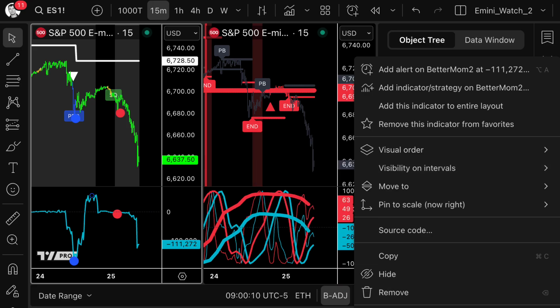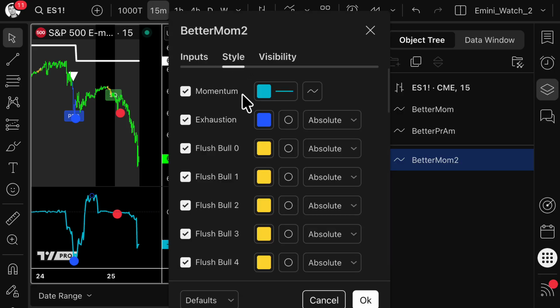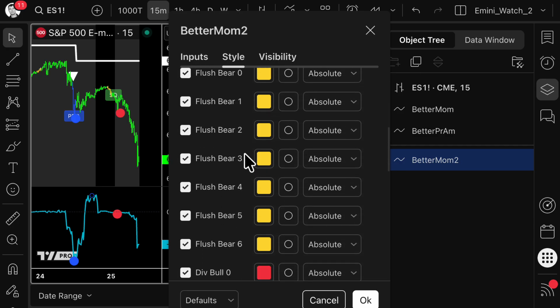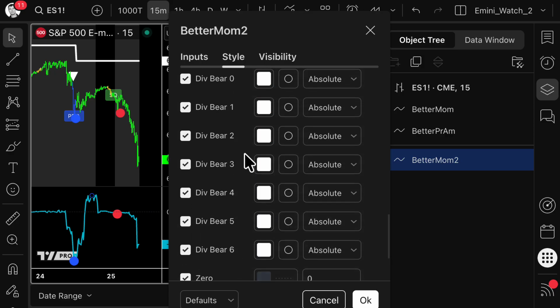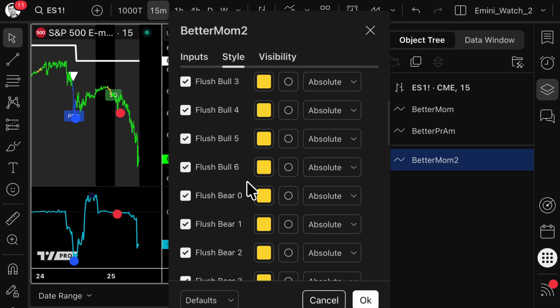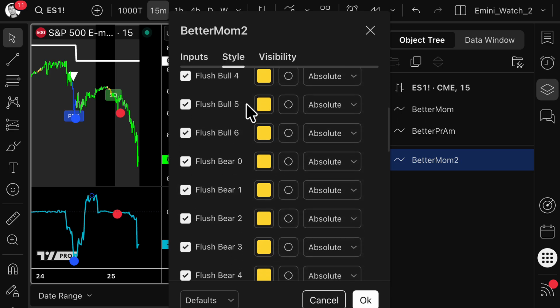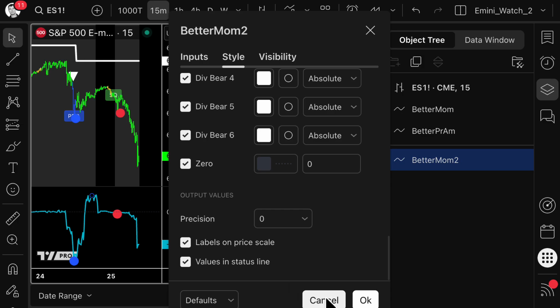So let's go to the settings of that. And here we go in terms of inputs. There's nothing there, but the styling of these, we've got the momentum line, the exhaustion signals, flush patterns, bullish and bear, divergence patterns, bullish and bear. Now, it's a little bit complicated here. We've got 1, 2, 3, 4, 5, 6 of each of these. So it's a little bit of a fudge here. We're having to work around the constraints of PineScript for back plotting these signals on the momentum bars themselves. So that's why there's a number of inputs there. A little bit messy. Sorry about that.